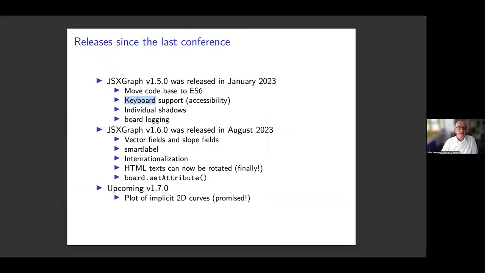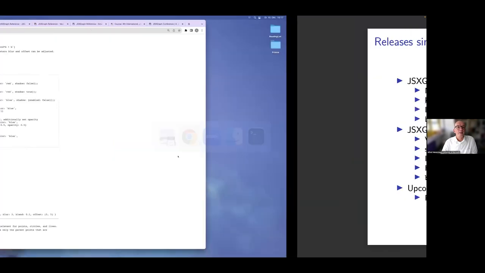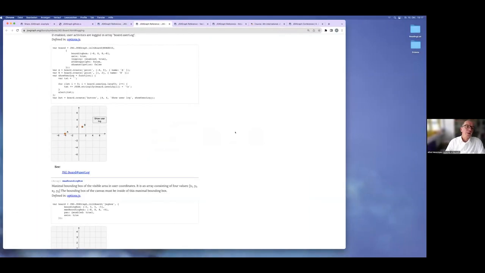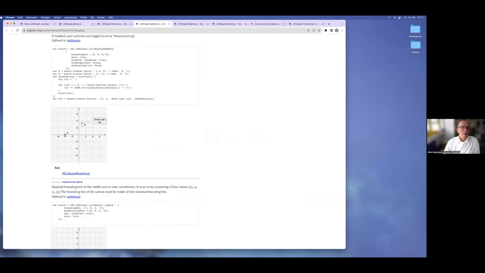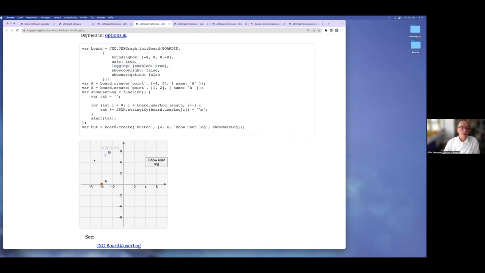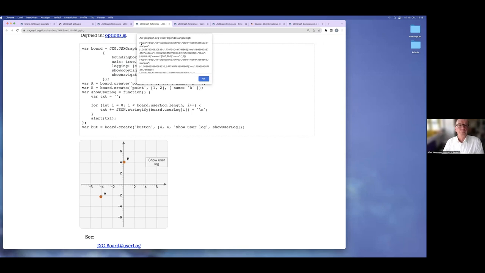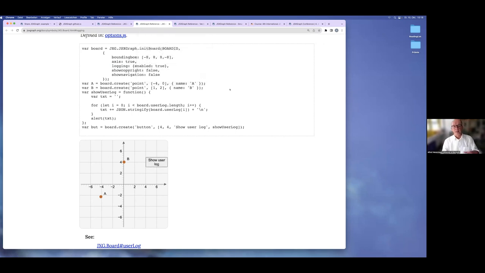And the next thing is we have board logging. It's in the beginning. If you have this feature enabled and the user drags around or does something with the construction, there will be a user log like this. A few events are logged, and this can then be sent to the learning management system or into a database or whatever you want to do with it. And of course, you're only allowed to do things which are allowed in your country. So we have to be very conservative with data.